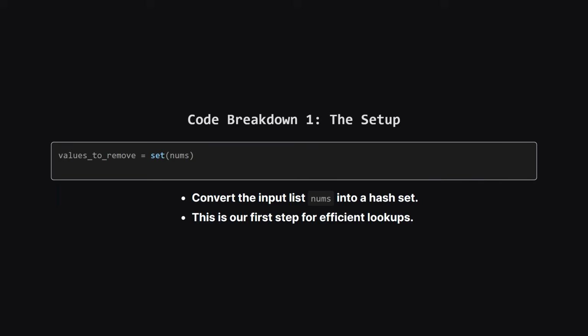Let's break it down. First things first, we do exactly what we planned. We take the input list of numbers, the one called nums, and immediately convert it into a set, which we can call values to remove. This single line is what makes our whole algorithm fast.